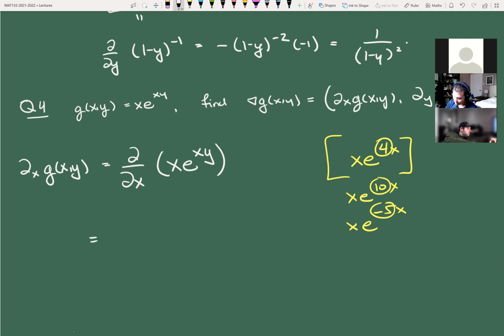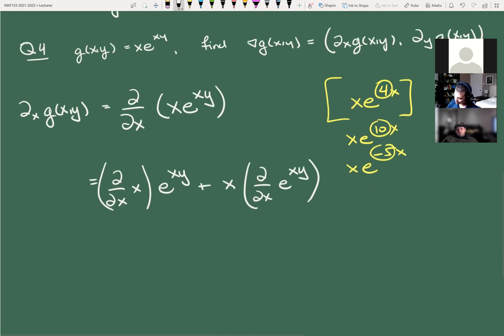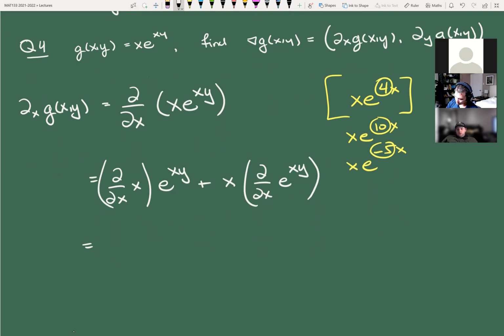So when I differentiate this, I'm going to have to use the product rule, right? So I'm going to get the derivative with respect to x: derivative of the first times the second, plus x times the derivative of the second function, okay? And then I'm going to compute these derivatives. The derivative of x with respect to x is just 1. And now when I look at this function, I'm saying, what is its derivative with respect to x? Remember, y is just a constant. And in that case, I'm going to get y e to the xy.